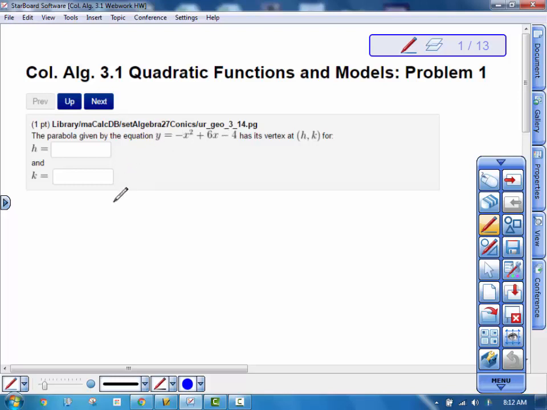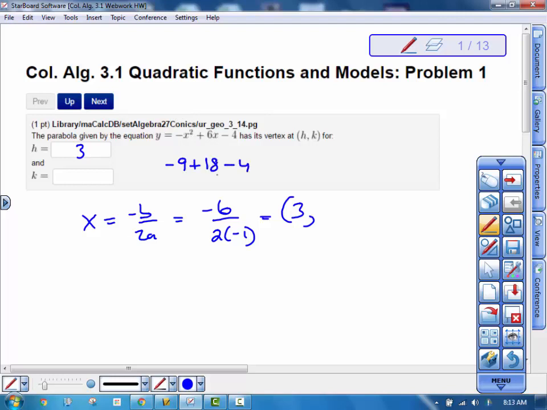But the first way is, on our formula sheet, we have the x-coordinate for the vertex is at negative b over 2a. So that'd be negative 6 over 2 times negative 1, which is just positive 3. That's the x-coordinate for the vertex, so that's h. And then to find the y-coordinate for the vertex, I obviously have to plug this back in. If I do that, I get negative 9 plus 3 times 6 is 18 minus 4. So that'd be 9 minus 4, which is 5. So that's probably the easiest and quickest way, is to just use the x-coordinate for the vertex. Once you find it, plug it back in to find the y-coordinate of the vertex.